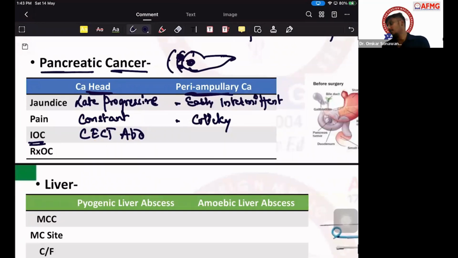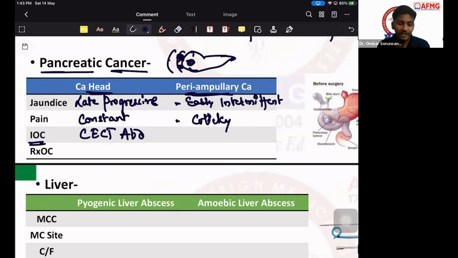Treatment of choice for carcinoma head of pancreas is what? Quickly. This image came in the examination and they asked you what this image is called. Quickly say. Very good. It is known as the Whipple's procedure.